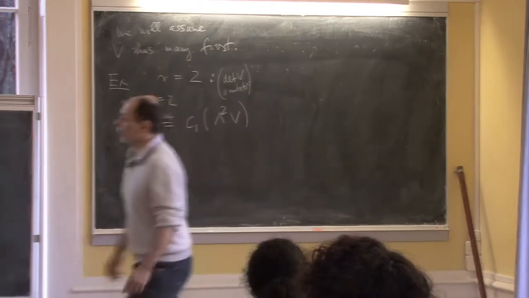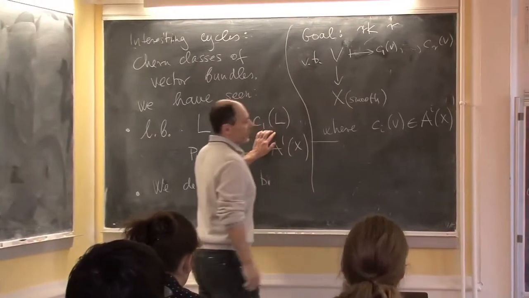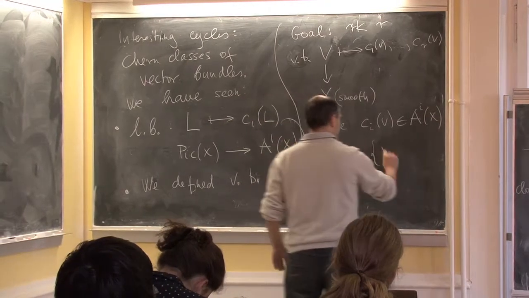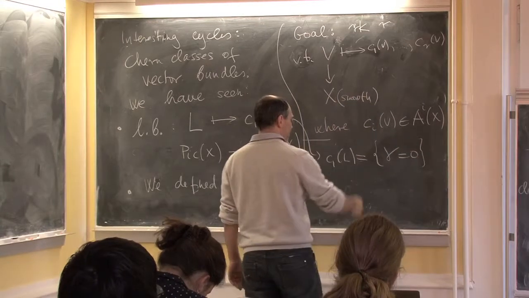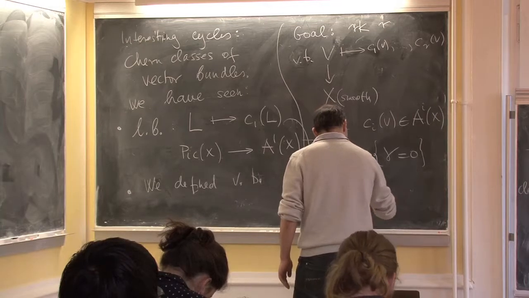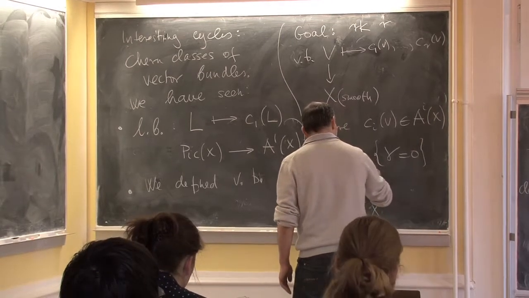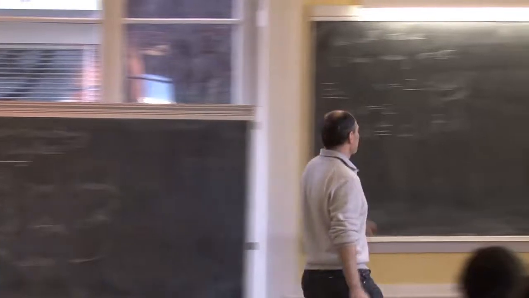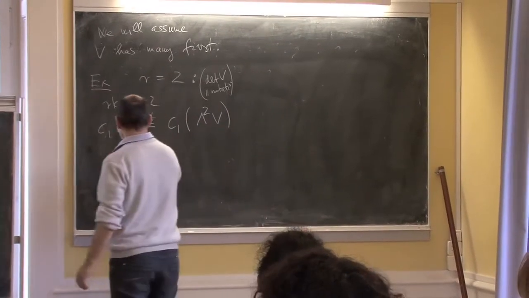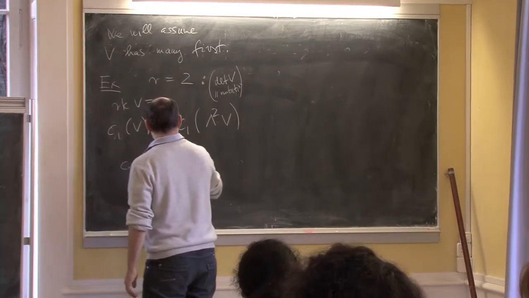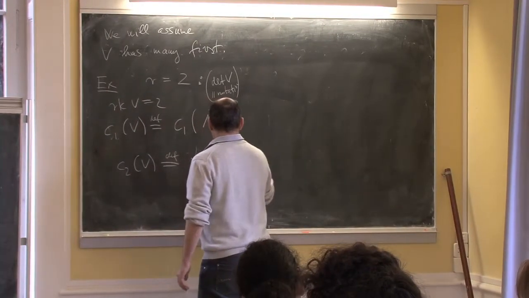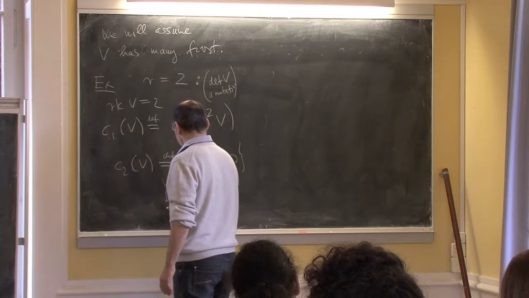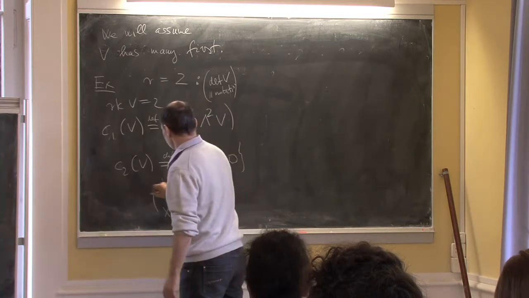And so remember what C1 of L was. I mean, C1 of L was, well, if you had a good section, then the definition of C1 of L was just the zero set of a section gamma of L. So we can very reasonably define C2 of V also as gamma equals 0 for some reasonable section. So now we have this.